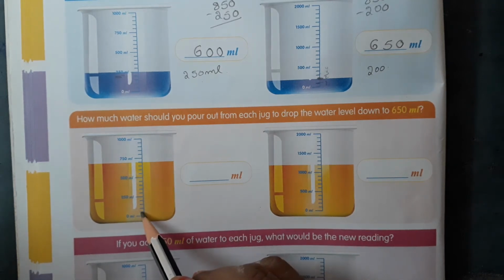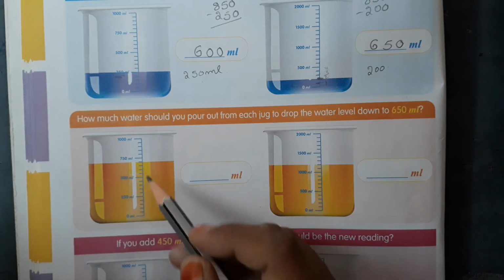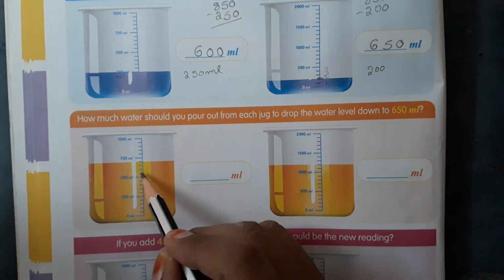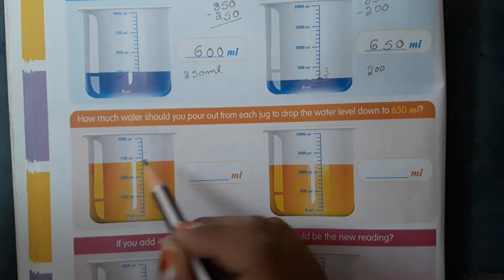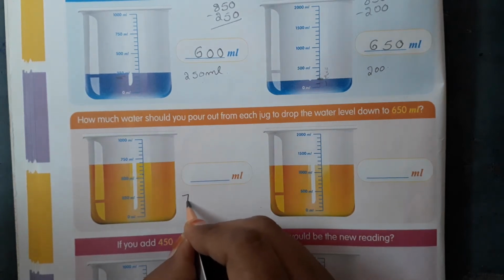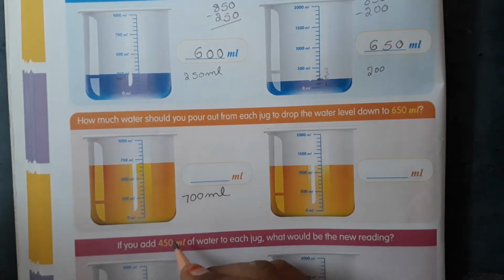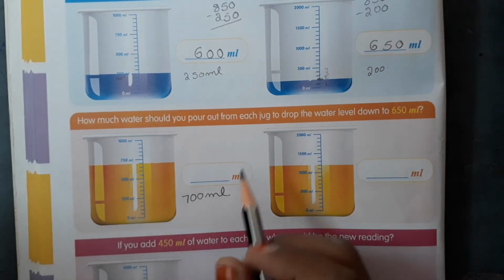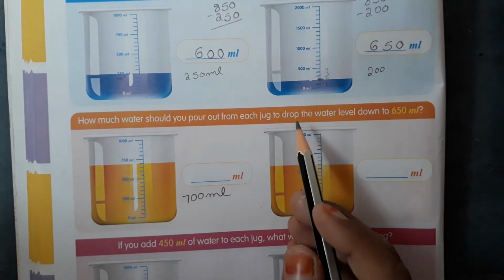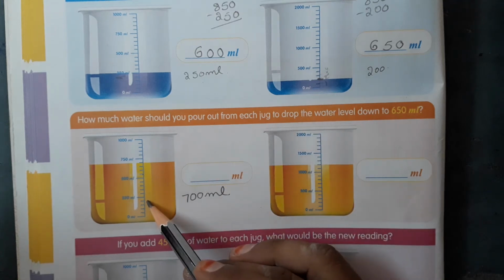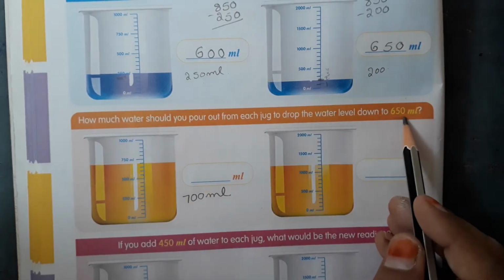Each smaller line indicates 50, children. 50, 100, 150, 200, 250, and so on, 500, then 550, 600, 650, 700. So actually the jar is filled with 700 ml. How much water is to be poured out from the jug? Then you will reach 650 ml.